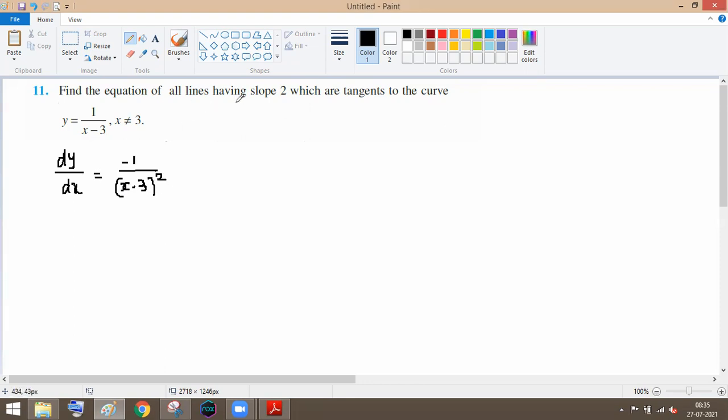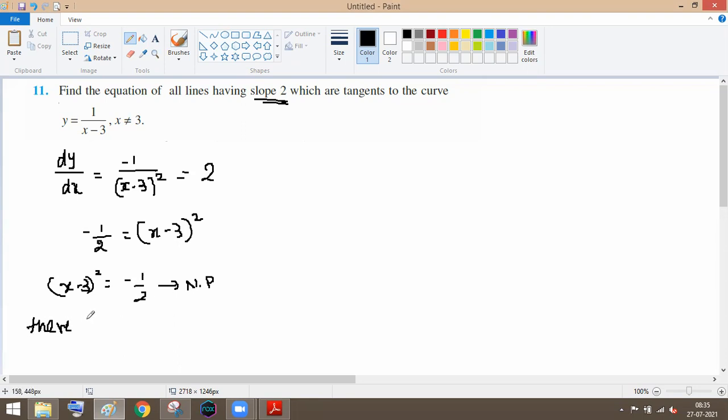Now it is given in the question that all the lines having slope 2 are tangent. It means that here the slope we have is 2 and here the slope we have is dy by dx. So can I equate this to 2? After that I can take minus 1 by 2 equal to (x minus 3) whole square. So we got (x minus 3) whole square equal to minus 1 by 2, which is not possible. So can we say that there is no such value of x?